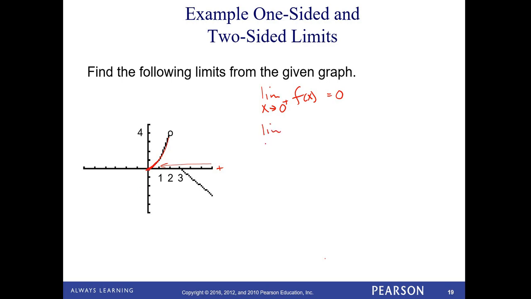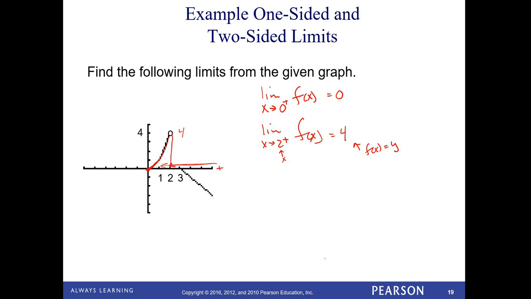Let's look at the limit as x approaches 2 from the right. So again, coming from the right-hand side, but getting closer and closer to 2, as I do that, the function gets closer and closer to 4. So my limit is 4. Remember, this is my x value, this is my function value, or my y.